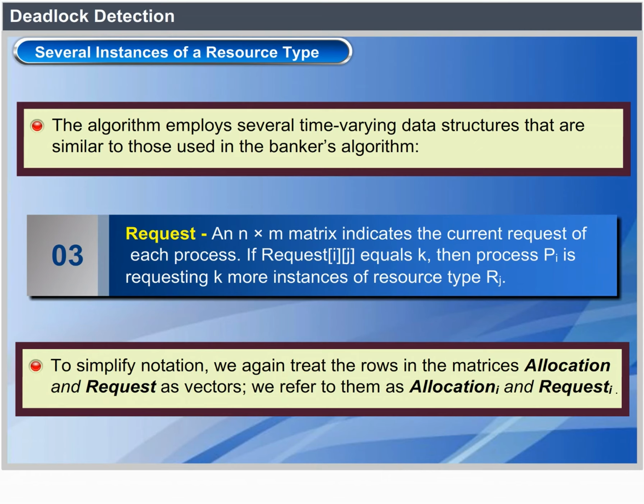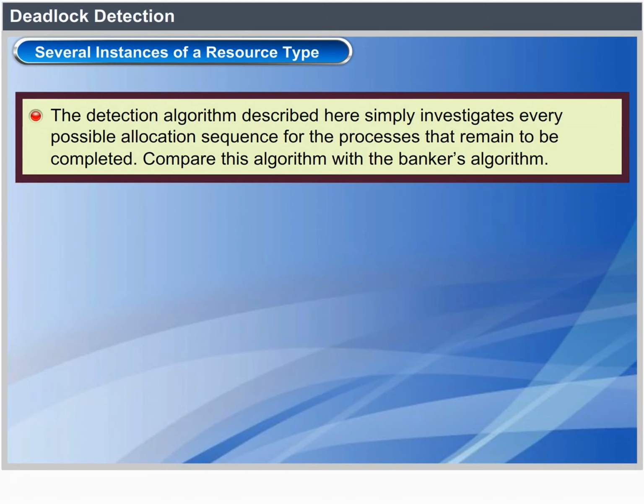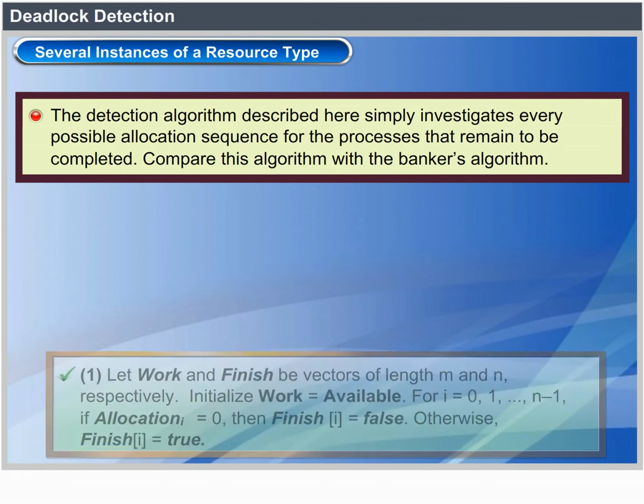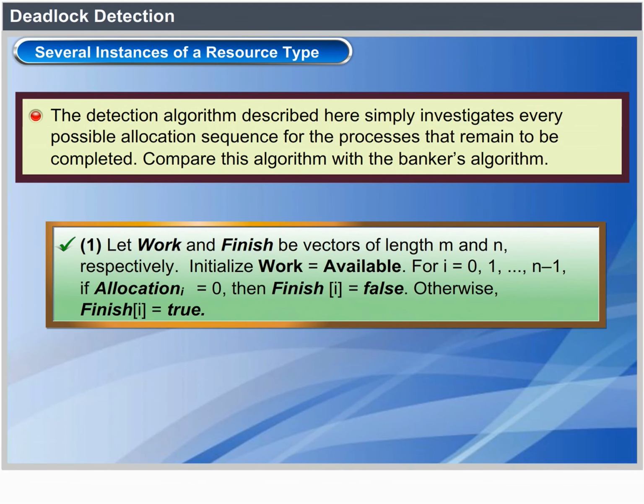The detection algorithm described here simply investigates every possible allocation sequence for the processes that remain to be completed. Compare this algorithm with the banker's algorithm. Step 1: Let Work and Finish be vectors of length m and n respectively. Initialize Work equals Available. For i equals 0, 1, and so on till n minus 1, if Allocation_i is not equal to 0, then Finish[i] equals false. Otherwise, Finish[i] equals true.